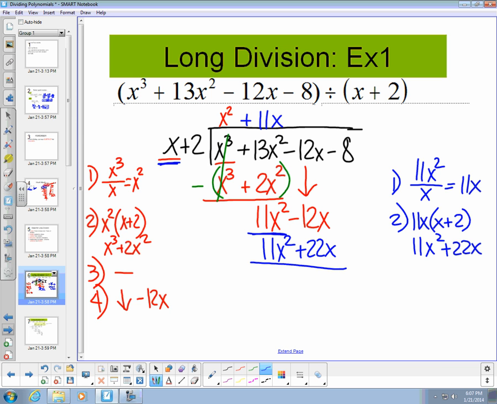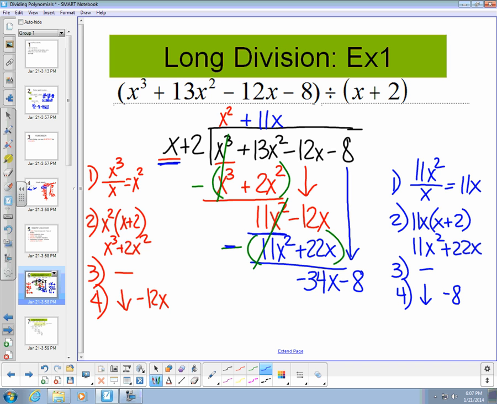Now we subtract. Again, I'm going to put the parentheses because I'm subtracting both terms. 11x squared minus 11x squared will cancel. Negative 12x minus 22x, because I have this subtraction out here, is going to end up being negative 34x. And then I bring down the next term, which is the minus 8.